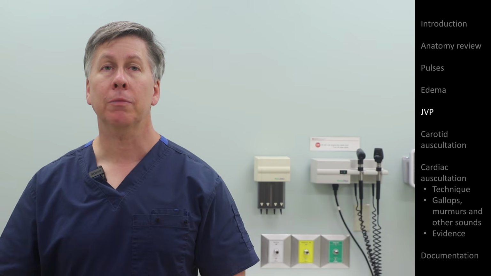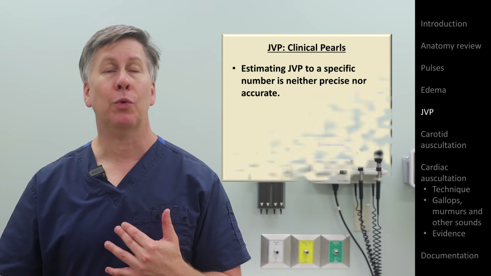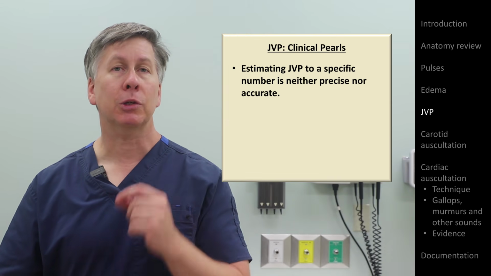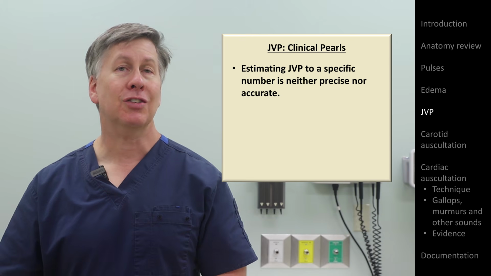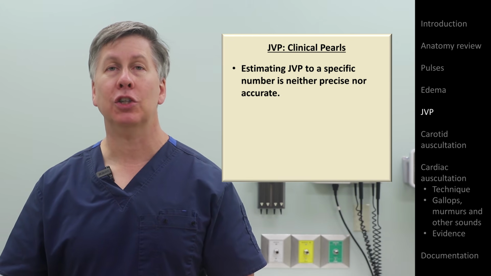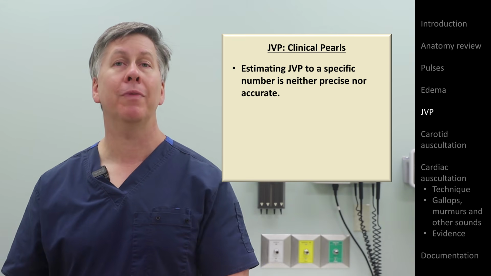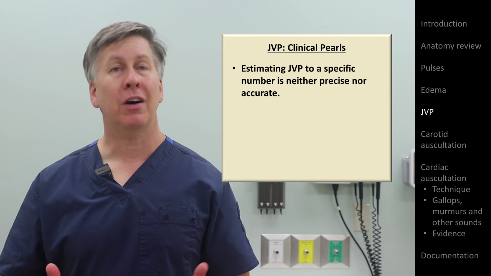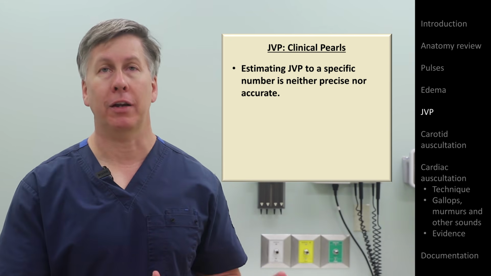As implied earlier, it's my opinion that measuring JVP to a specific value is neither precise nor accurate, and it is thus a waste of time. Instead, I qualitatively characterize JVP as being normal, elevated, or in some uncommon cases, extremely elevated.